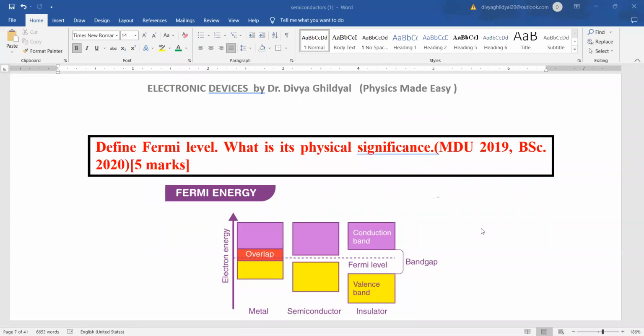Hello students, in continuation with the lecture series on electronic devices for semiconductor physics, in the previous lecture we discussed the free electron theory of metals, the classical and quantum theories, and the Brillouin zone. Now we are going to discuss Fermi level, Fermi energy and numericals on the same.